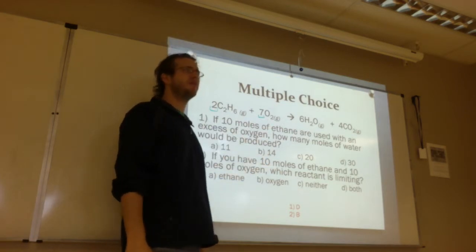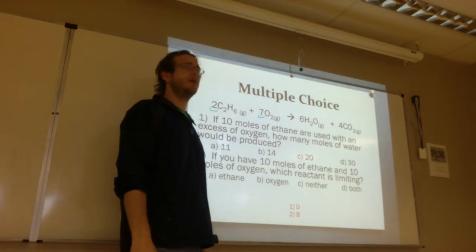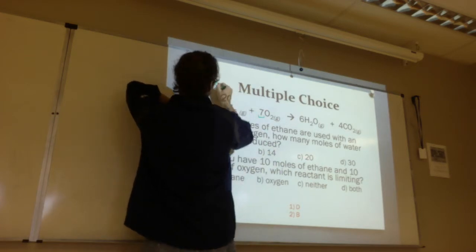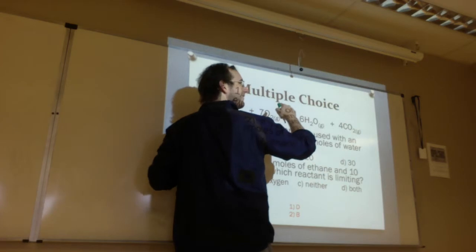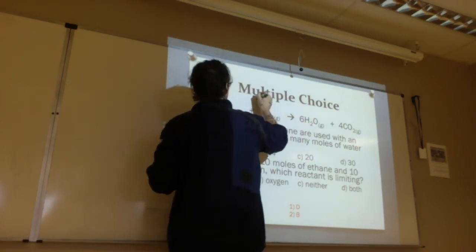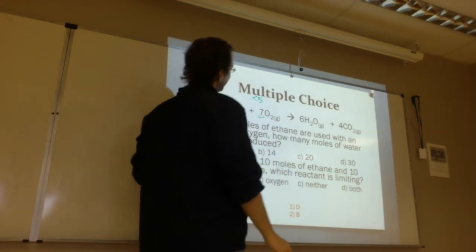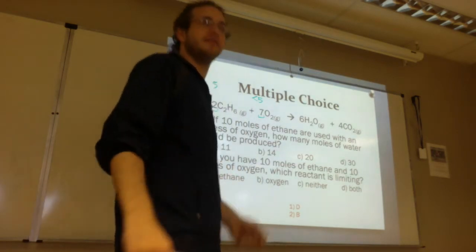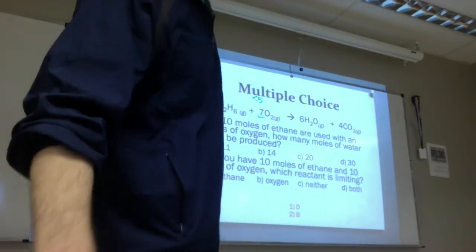Anybody remember the shortcut for finding your limiting reagent if you've got moles? You just divide. Take 10 divided by its coefficient, you get 5. 10 divided by 7, you get less than 5. Yeah, less than 5. The alligator eats the bigger one. Right.